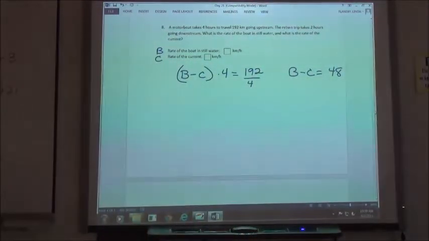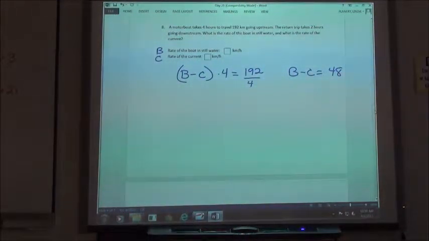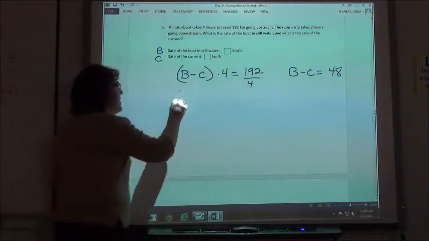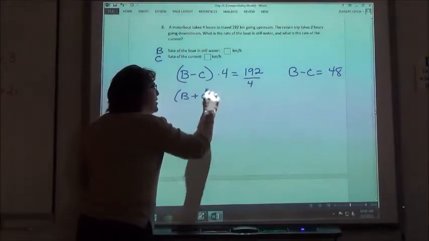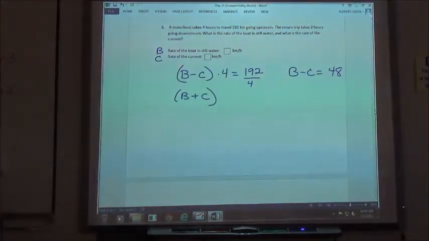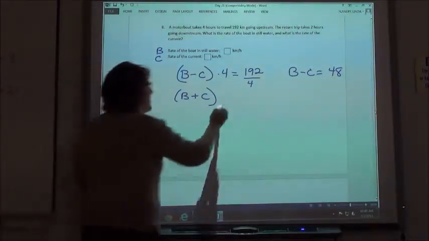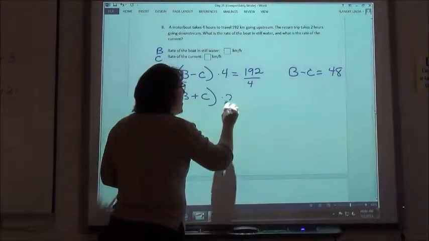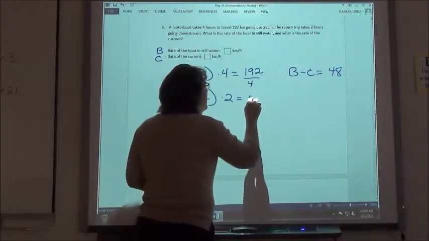My second equation, on my return trip, takes me 2 hours going downstream. So if I'm going downstream, am I going to go faster or slower? I'm going to add, because I'm going faster, right? In theory, if I go downhill, I should be going faster than if I'm going uphill. This time my time is 2 hours.